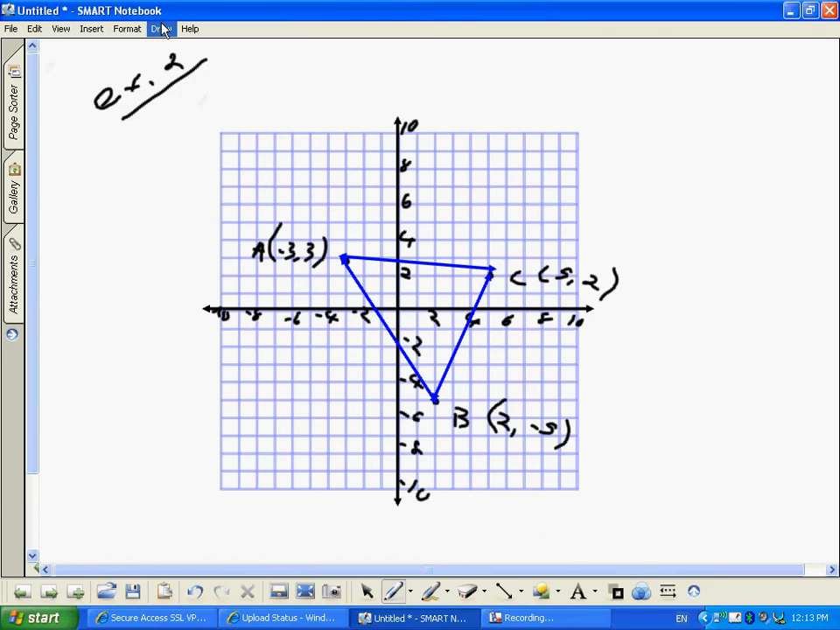So, example 2 is asking us to find the median, or the equation of the median from the vertex C. First of all, we have to realize that this is vertex C over here. This is going to be a point on the line we're going to deal with. Vertex C is at 5, 2. B is at 2, -5. And A is at -3, 3.